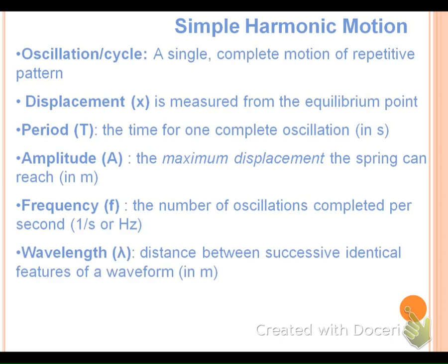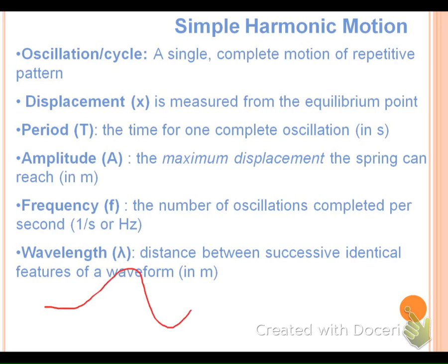All right, wavelength is our next one. Have you seen this Greek letter before? Do you know what it's called? This is lambda. This is the wavelength. This is the distance between successive identical features in a waveform. So a wavelength is pretty much identical to a complete oscillation of a wave.